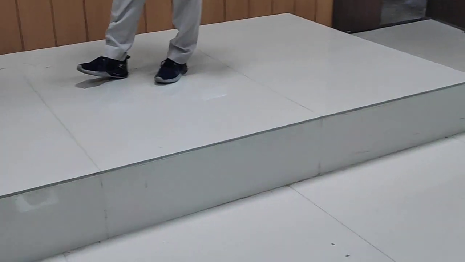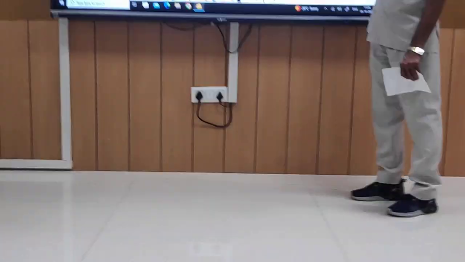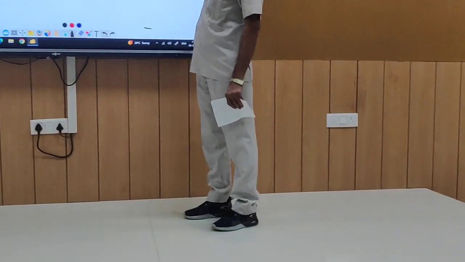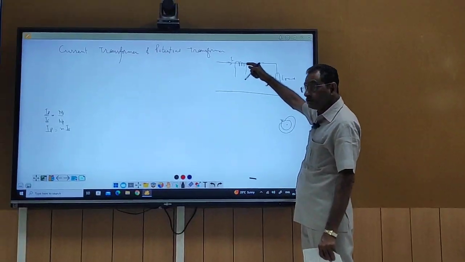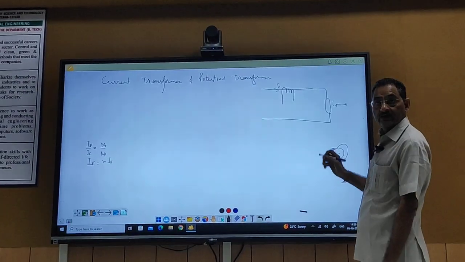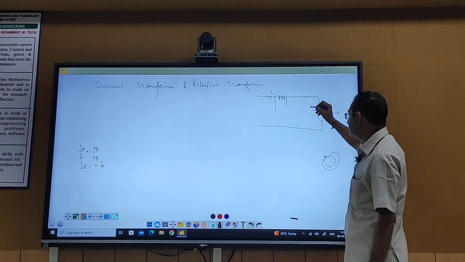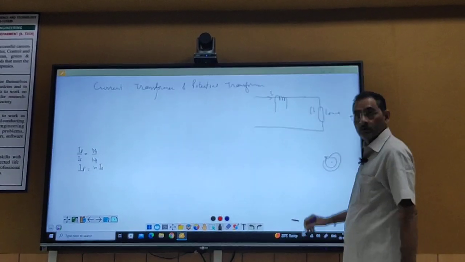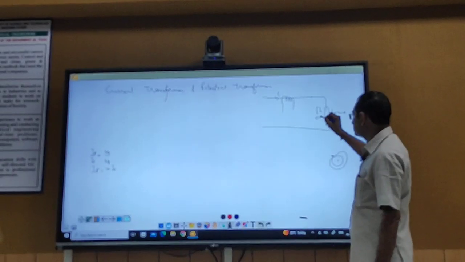Now, yes, please. Similarly, because here current is very high, some precaution has to be taken. Current is very high, voltage is very less. Because what will it be if it is a transmission line? Suppose here voltage is 66 kV. Here voltage is 66 kV.